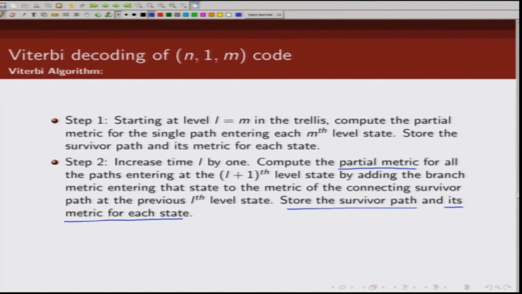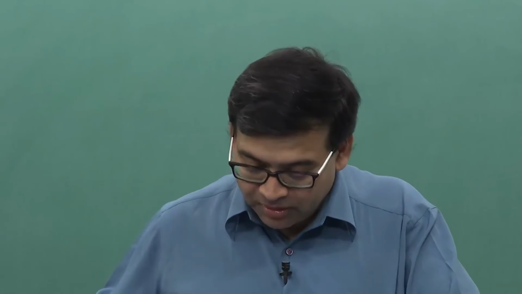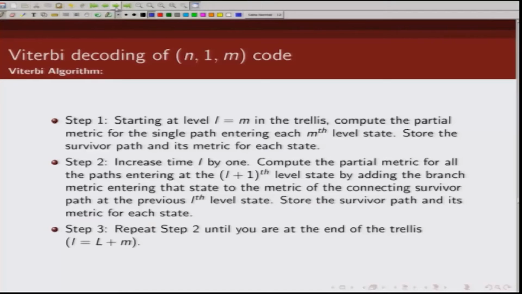And how do you compute the partial metric at time L plus 1, given that you know the path metric at time L? What we do is add the branch metric value to whatever is the partial path metric at that particular state, and that is how we compute the path metric at time L plus 1. Now, this will be clear when we illustrate this with an example immediately after this. And we repeat this process until we reach the end of the trellis diagram.